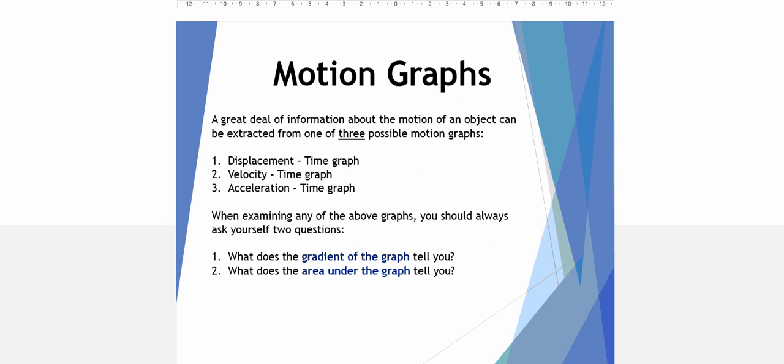So first of all, there's a lot of information you can extract from a motion graph. There are three main graphs we'll be looking at, and you're expected to know the first two particularly well in VCE Physics. The first is the displacement time graph, the second a velocity time graph, and the third an acceleration time graph. When examining any graph in physics, regardless of whether it's motion, energy, or force, you should always ask yourself: what does the gradient of the graph tell me, and what does the area under the graph tell me? They're two important questions for any physics graph.